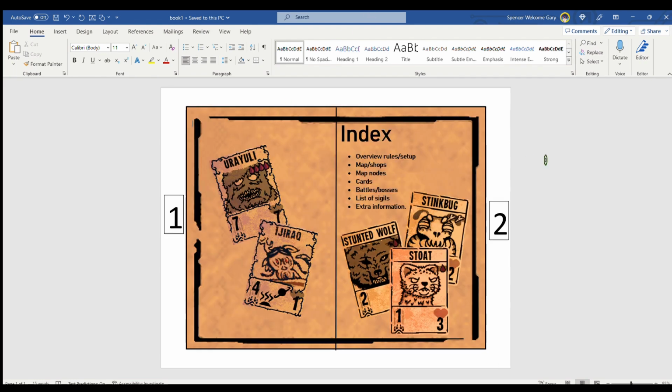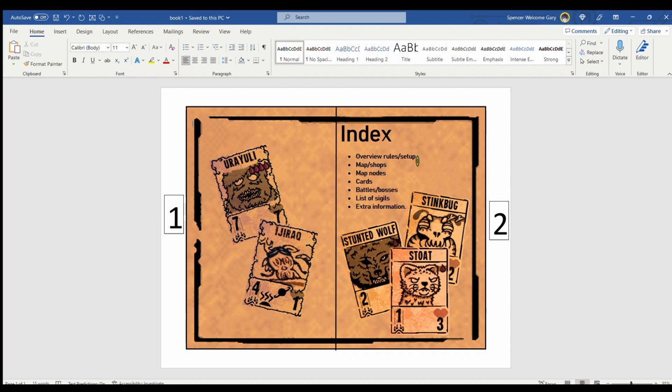Here we got book 1. This is the next document, which here's the first page that would be taped to the other side of the cover, and here's page 2. And this is just the index. I got some fancy cards thrown down here just to style it up a little bit.